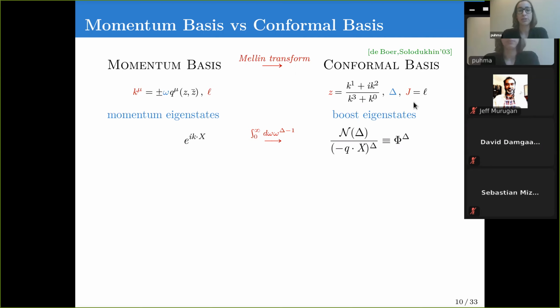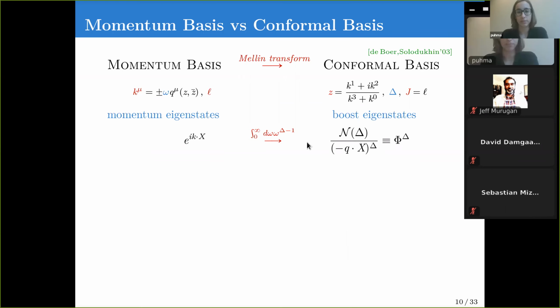And this change of basis is incorporated by an integral transform that goes over all energies from 0 to infinity with this particular function, omega to the delta minus 1. And this is called the Mellin transform. So this takes a momentum eigenstate, e to the i k dot x, to a boost eigenstate, which is given by 1 over minus q dot x to some power, and that's given by this parameter delta, and it comes with a normalization factor in delta.